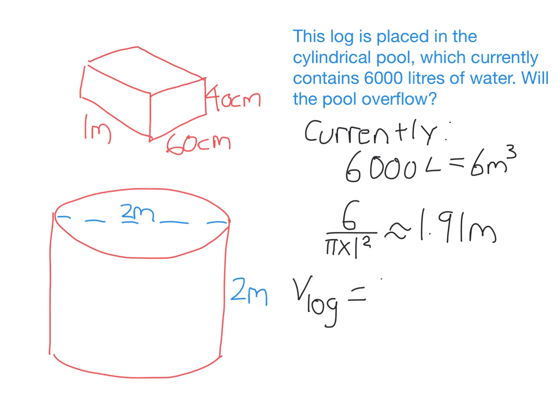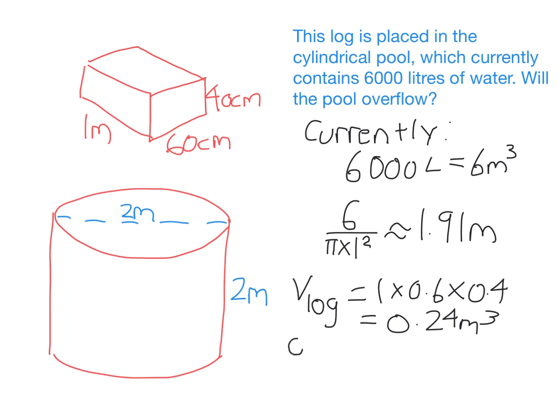So the volume of the log, very easy to figure out. It's a rectangular prism, so we just multiply the dimensions together. 1 meter by 60 centimeters by 40 centimeters. The volume of the log is 0.24 meters cubed. So that means if I put the log into here, the volume of what's inside the cylinder will increase by this amount. So by how much will the height increase?